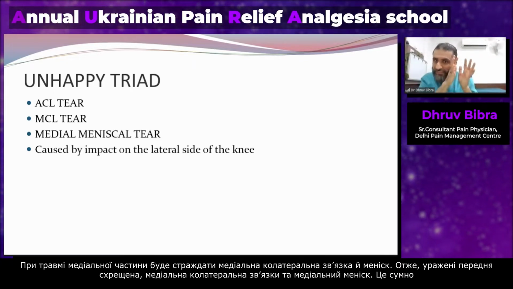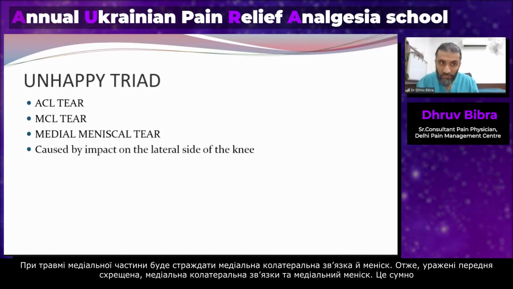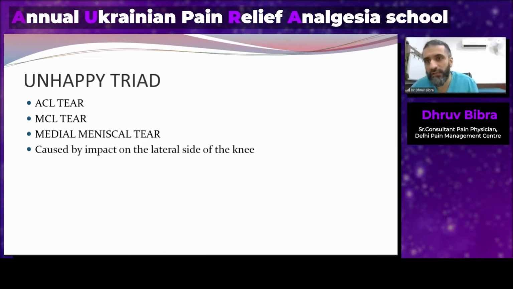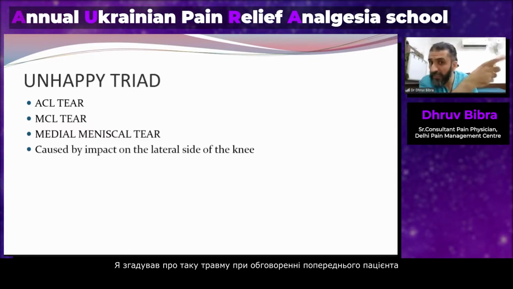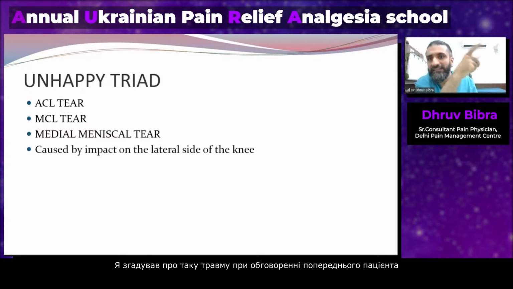So you have anterior cruciate ligament tear going, MCL tear going, and meniscal tear. Now this is bad for you. This is bad for you. This is something that we come across, and the patient that we discussed actually had this.